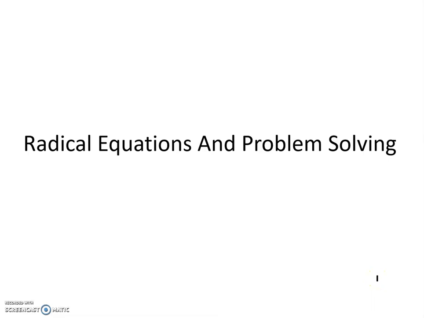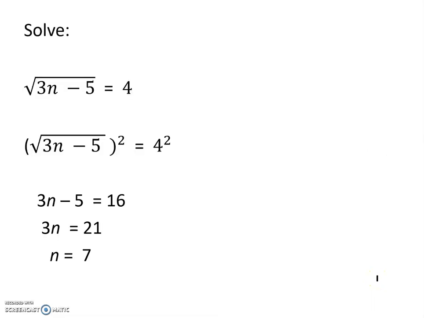Today we're going to be looking at radical equations and problem solving. Our first one has the square root of the quantity 3n minus 5 equals 4. In order to undo that radical sign, we're going to square it, since squaring is the opposite of the square root. What we do to one side of the equation, we have to do to the other, and we're left with 3n minus 5 on the left side and 16 on the right.